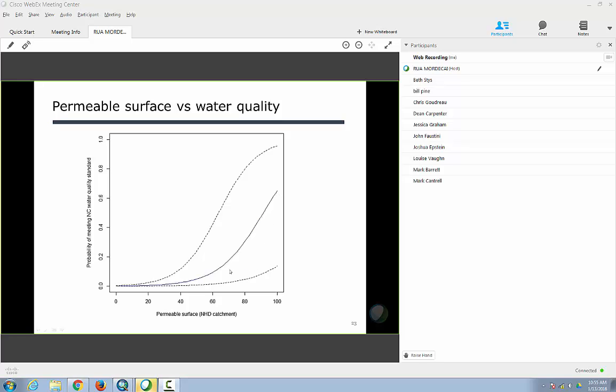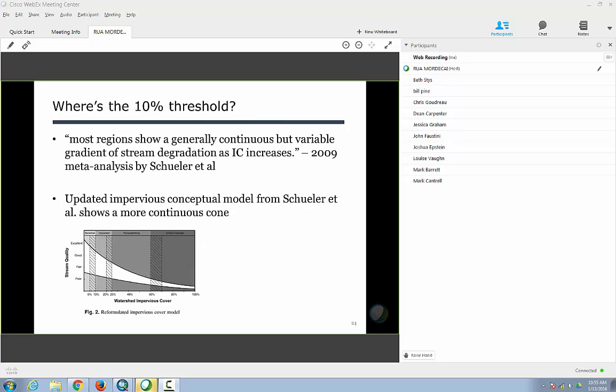It was a fairly straightforward relationship. And in testing other versions, other weighted indices of permeable surface, they did not perform anywhere near as well as just the simple linear relationship with permeable surface. And I guess one of the questions, even for me, was where was that 10% threshold in there?